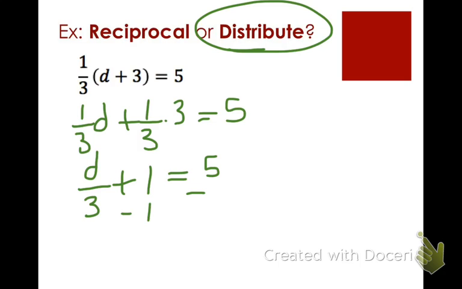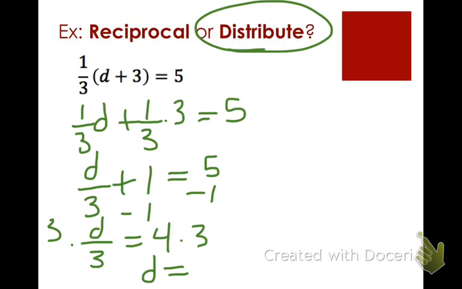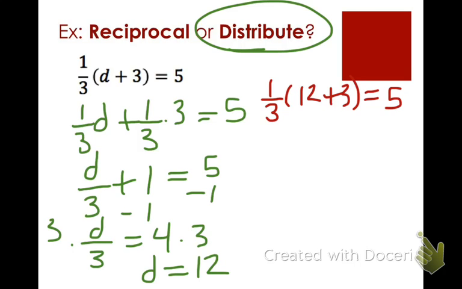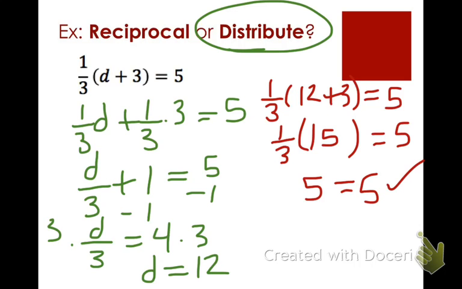Now we solve like we normally would. So subtract 1 from both sides. D over 3 equals 4. Multiply by 3 on both sides. So D equals 12. But again, just to make sure, I'm going to check my answer. So 1/3 times 12 plus 3 equals 5. 12 plus 3 is 15 times 1/3. Well, 15 divided by 3 is 5. So we know we did it correct.